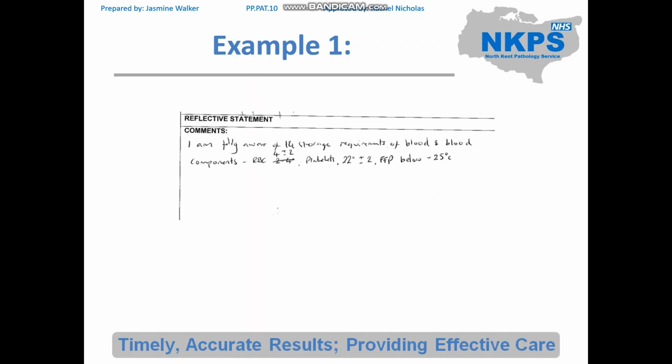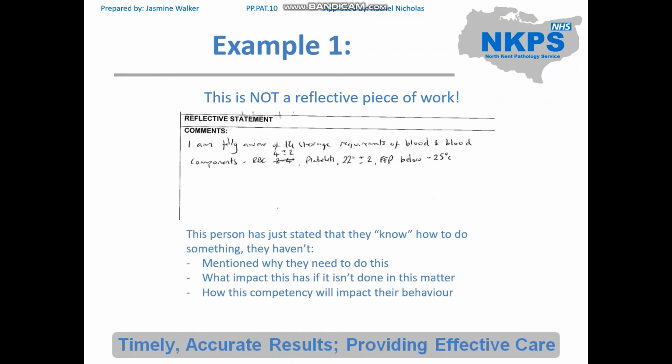Right, so example number 1, it's not a reflective piece of work. It's a statement saying that they are aware of something. There's no reflection there. They haven't mentioned why they need to do it, what impact this has if it hasn't been done in this matter, how the competency will impact their behaviour. It's really just someone is trying to fill in a box to get it done. It's not a very good reflective piece of work, and it does not show understanding. It's just like they've copied and pasted some information, really.